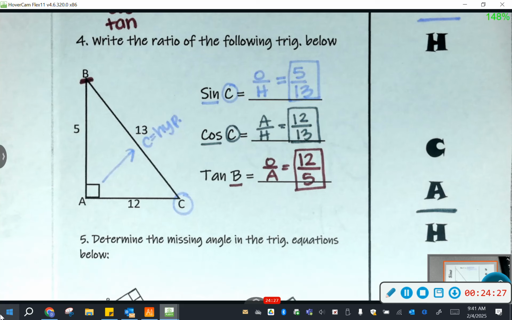Show me fingers, on a scale of 1 to 3. 1 finger, I have no idea what's going on in this class. 2 fingers, and you don't have to do it up in the air, you can do it at your chest. 2 fingers, I get this, I don't know if I could do this without you. 3 fingers, I'm ready for a quiz.